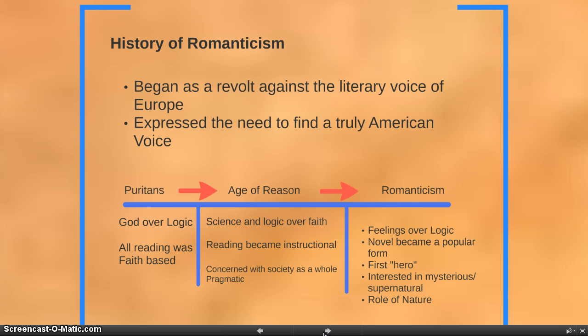But now we move into Romanticism, and this is the first time when reading for fun, reading for pleasure became part of the American culture. And Romanticism specifically stresses this idea of feelings over logic. So you see the continuum. We've moved from God over logic, logic over faith, and now feelings over logic.